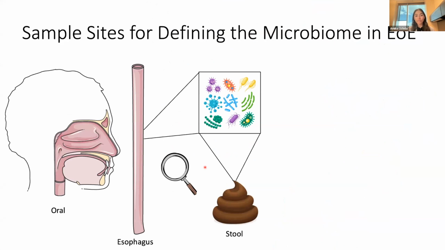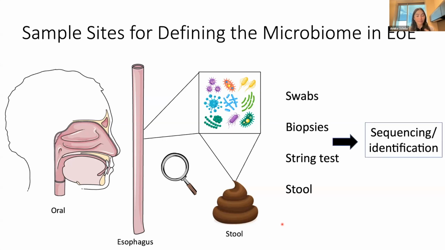So far, most of the samples for looking at the microbiome in EOE have been taken from places like the oral cavity, the mouth, and also the esophagus, of course. And then there have been a couple of studies that have actually looked at stool as well. We're really just beginning to explore there. And there are various ways that investigators have collected these samples, which I've shown here. One of which maybe you've heard of as the string test. That's going to be some of the first data we look at.